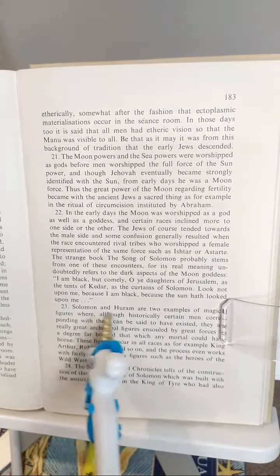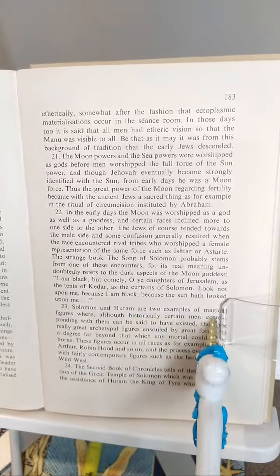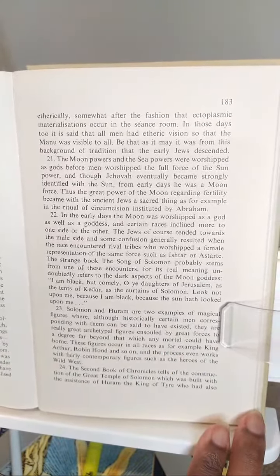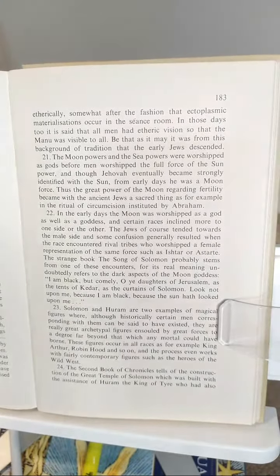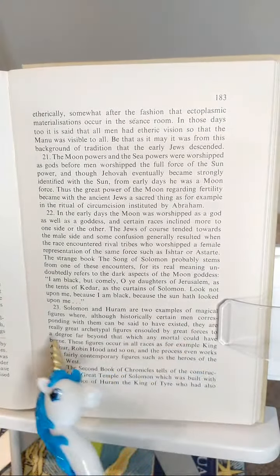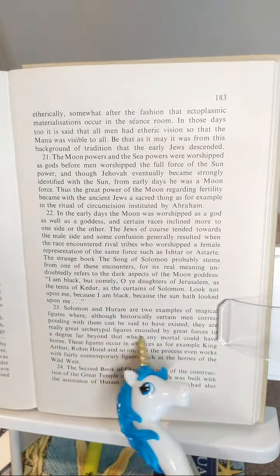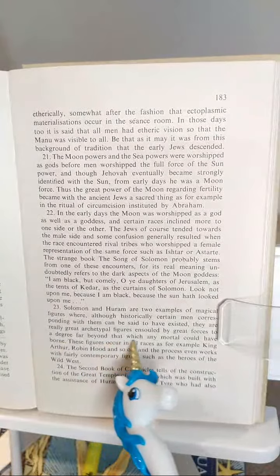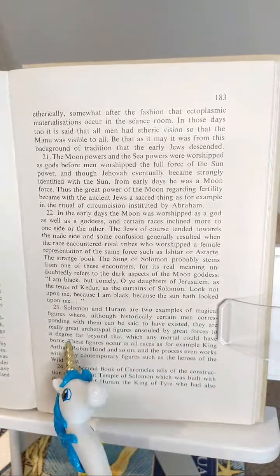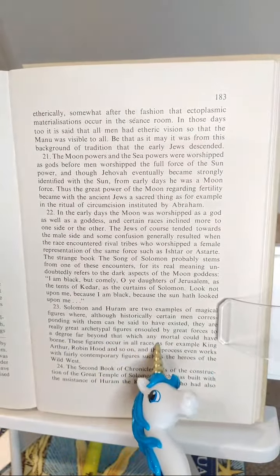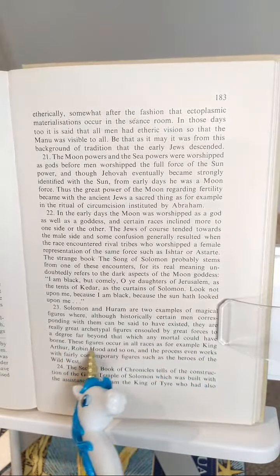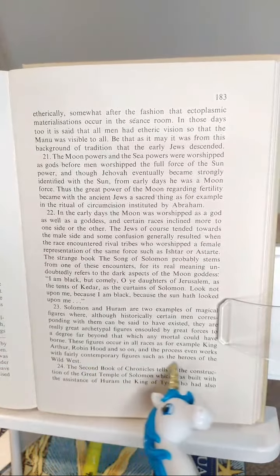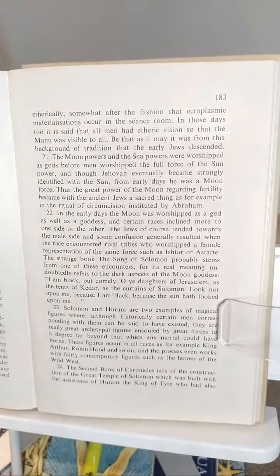23. Solomon and Huram are two examples of magical figures where, although historically certain men corresponding with them can be said to have existed, they are really great archetypal figures ensouled by great forces to a degree far beyond that which any mortal could have borne. These figures occur in all races, as for example King Arthur, Robin Hood, and so on, and the process even works with fairly contemporary figures, such as the heroes of the Wild West.